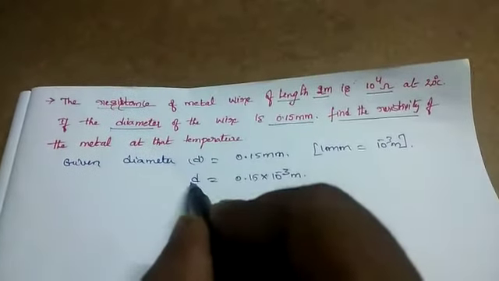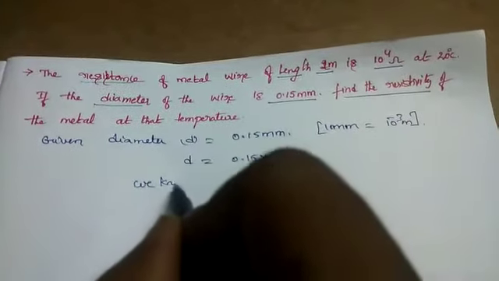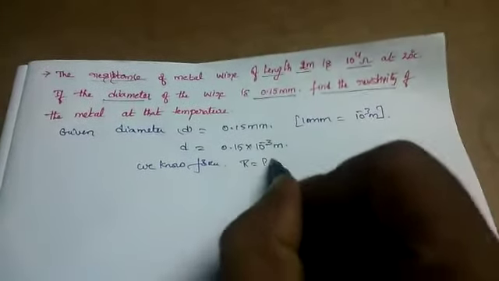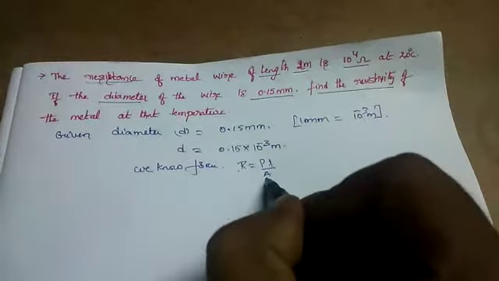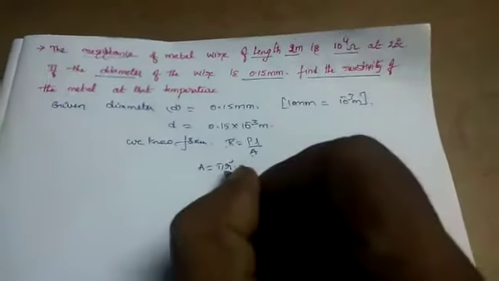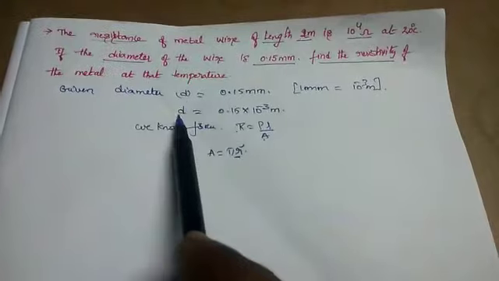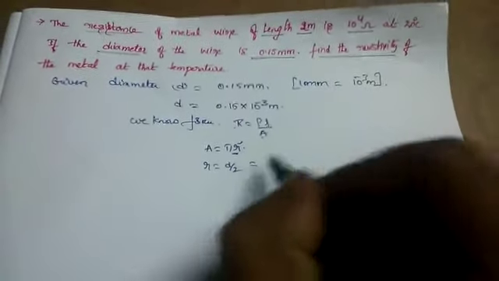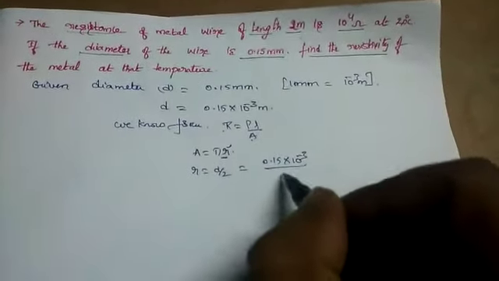Now, diameter is given. We need the area of cross section because we know the formula R is equal to rho L by A. So R is given, L is given, A is equal to pi R square. So now we find the R. R is nothing but the radius of the wire. Since the diameter is given, R is equal to D by 2. So D by 2 means 0.15 into 10 to the power of minus 3 by 2.